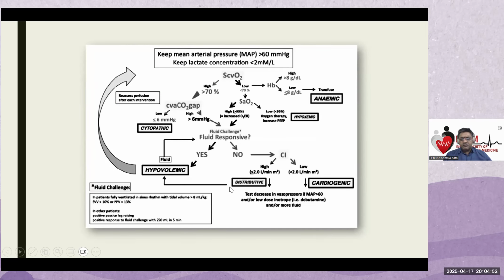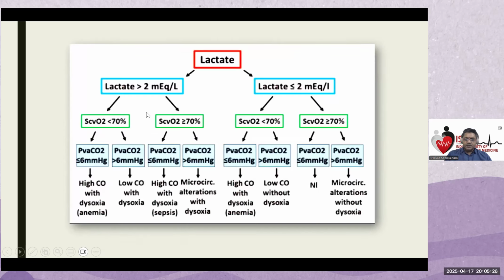So if you have a patient with shock, you try to keep the mean arterial pressure more than 60 and lactate less than 2 and look at the SVO2. A low SVO2, as I said, you should look at either hemoglobin or oxygen. A high SVO2, you should look at the AVCO2 delta. And then see whether the patient is fluid responsive or not, for you to triage your patients into anemic, hypoxemic, cardiogenic, distributive, and hypovolemic shock. If all else fails, we are looking at cytopathic hypoxia in these patients.